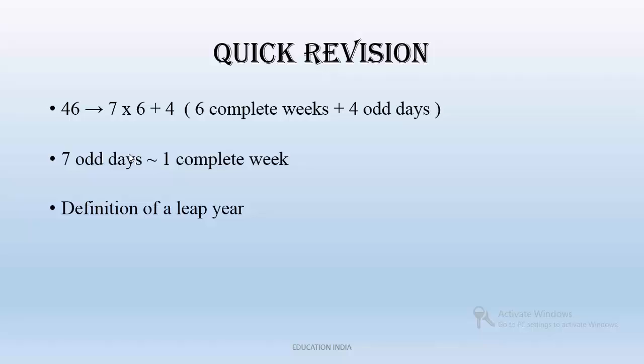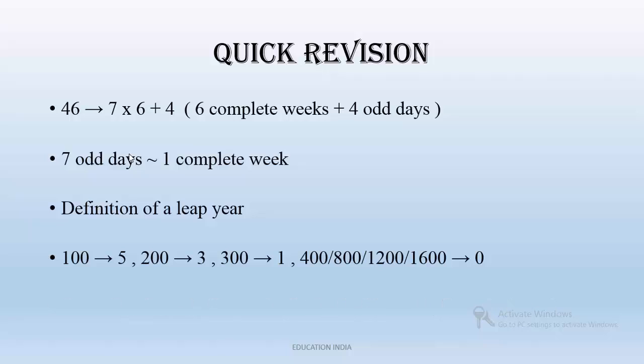In the last video, we defined what a leap year is. A leap year has to be divisible by 4 if it is a non-century year, whereas it has to be divisible by 400 if it is a century year. A span of 100 years will have 5 odd days, a span of 200 years will have 3 odd days, a span of 300 years will have 1 odd day, whereas 400, 800, 1200 and 1600 years will have 0 odd days. The justification for this was shown in the previous part of the video.